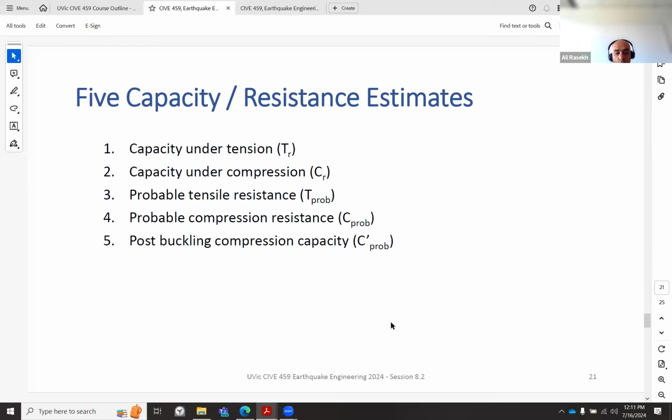Probable compression resistance, similarly. And post-buckling compression capacity, the code has a guidance for that. That's new, maybe you haven't used a similar concept in your other design. You can estimate the post-buckling compression capacity using the code.